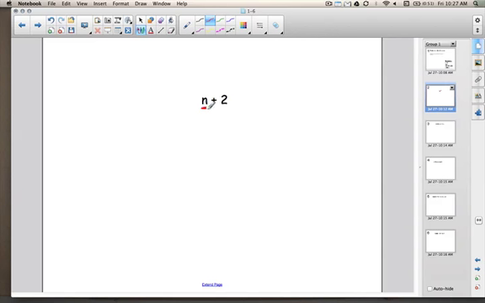This is known as an algebraic expression, as I mentioned earlier, because an algebraic expression has to have a variable, an operation, and a number, and that's what we have here. We have the variable n, we have the operation addition, and we have the number 2.